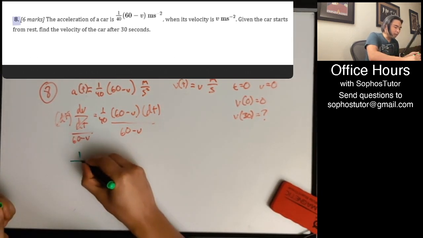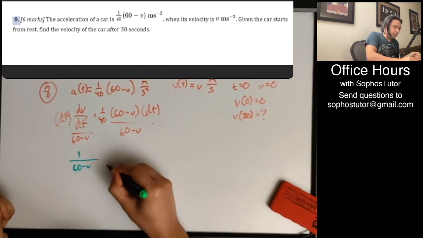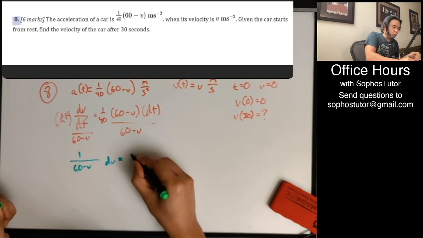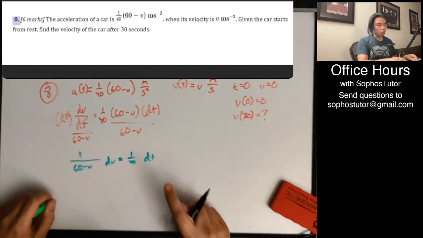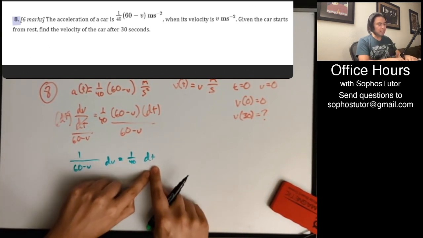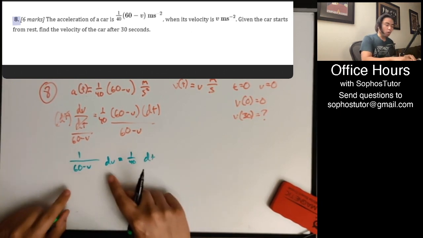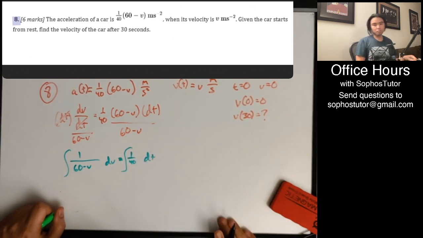All right, that's prettier. So we get 1 over 60 minus v dv, which is equal to 1 over 40 dt. Once we have this situation, again, dv with v, dt's with t's. Well, we have no t's here, but this is fine. Once I have this situation, I can now integrate both sides.